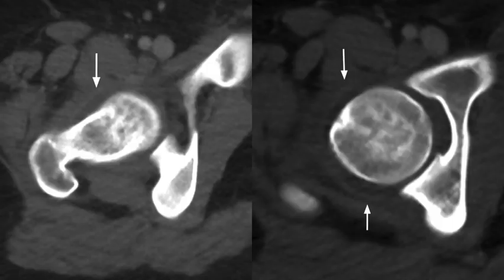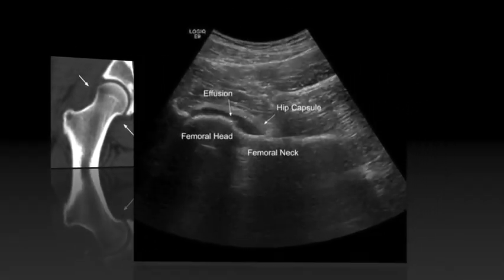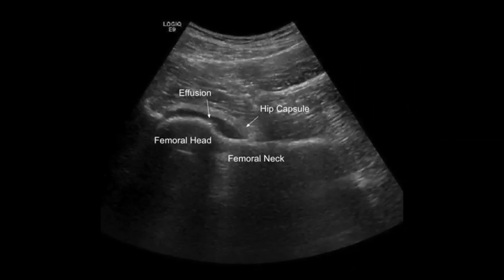Given the patient's presentation, we proceeded with bedside ultrasound-guided aspiration of the hip joint, which demonstrated grossly purulent fluid. Cell count was 94,000, confirming septic arthritis, and we proceeded to the OR for an arthroscopic I&D.